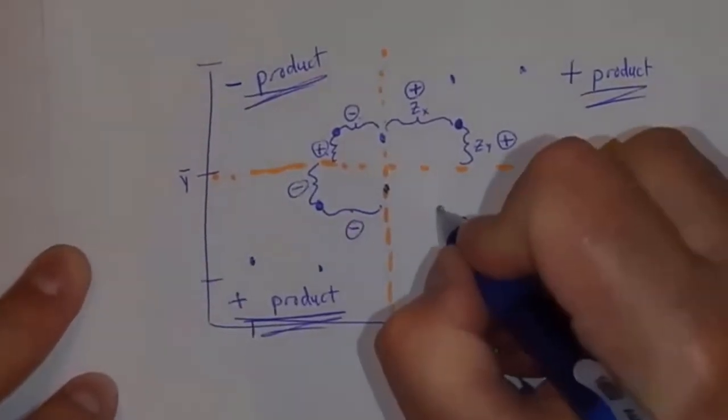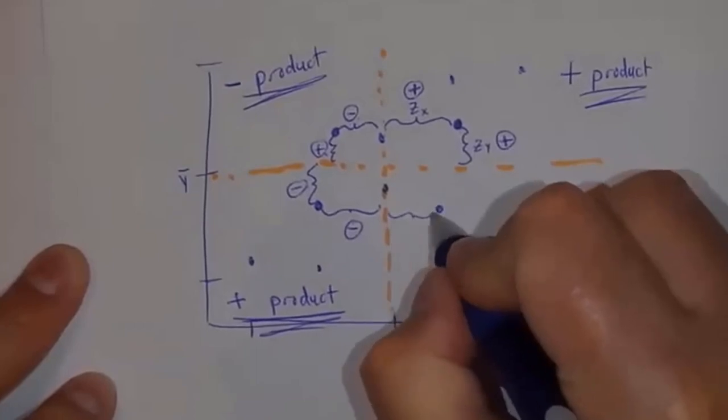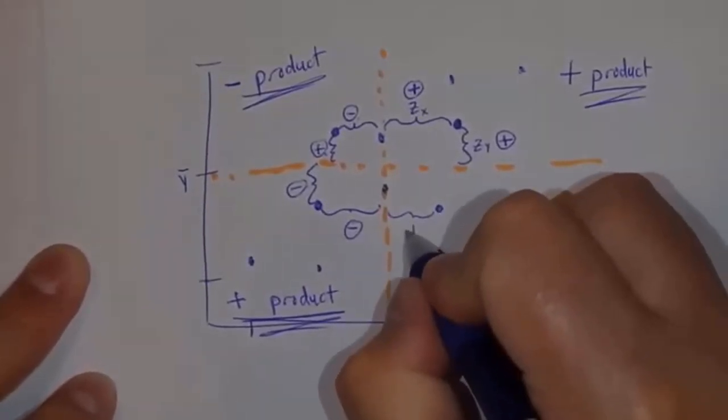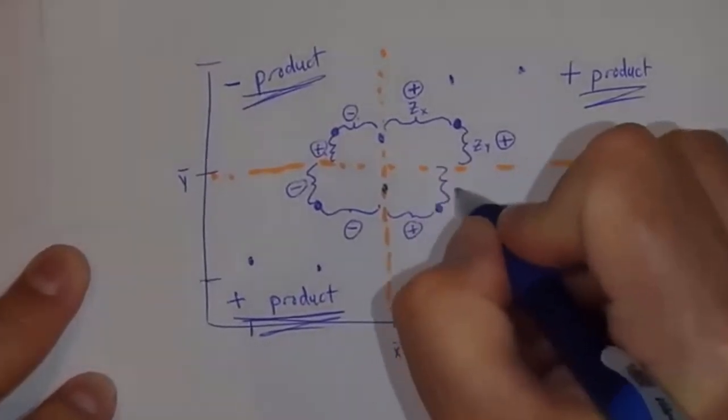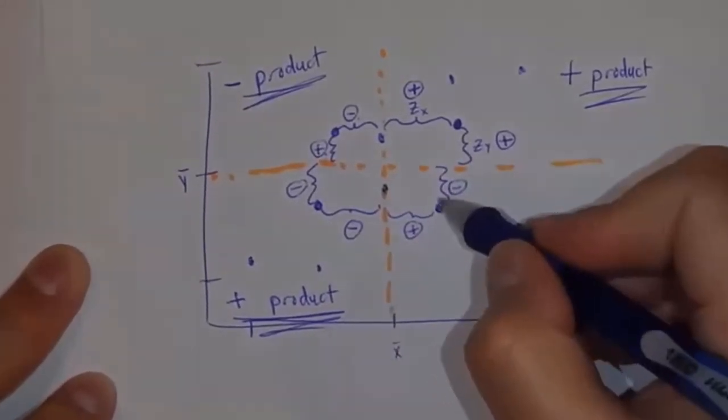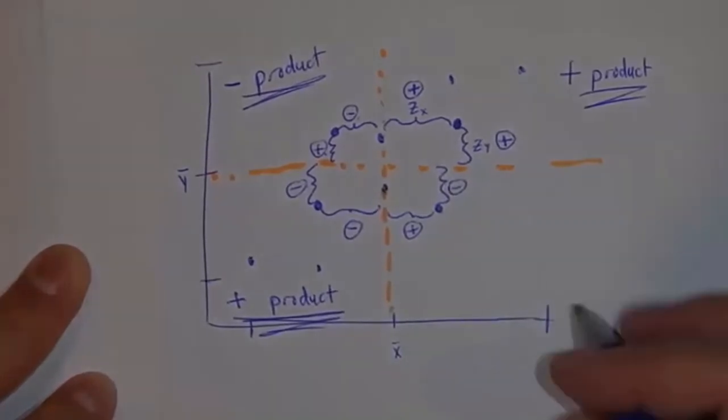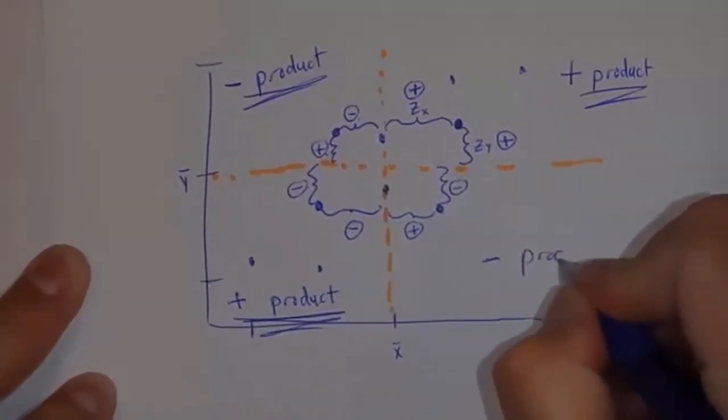In the same way, for any point down here, the z-score for x will be positive because the x value would be bigger than x bar. The z-score for y would be negative because the y value is below y bar, and so I would get a negative product.